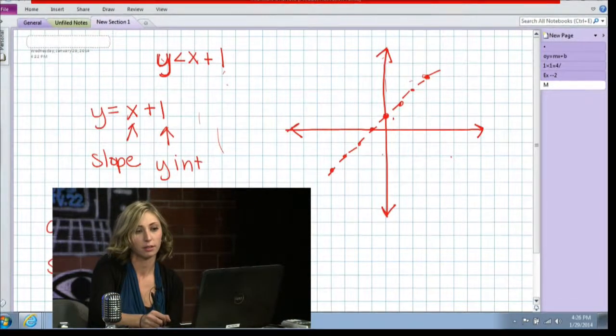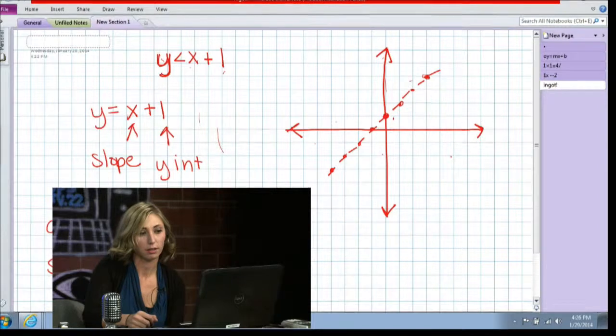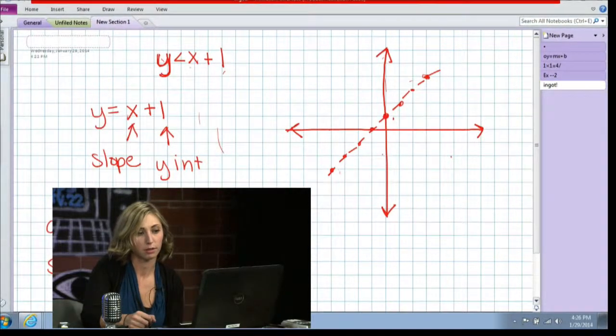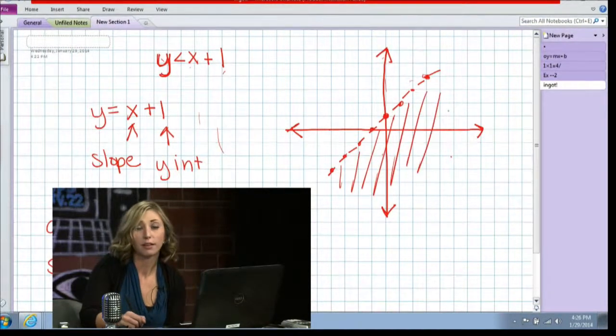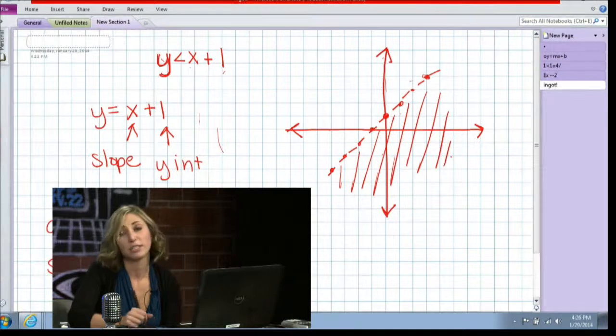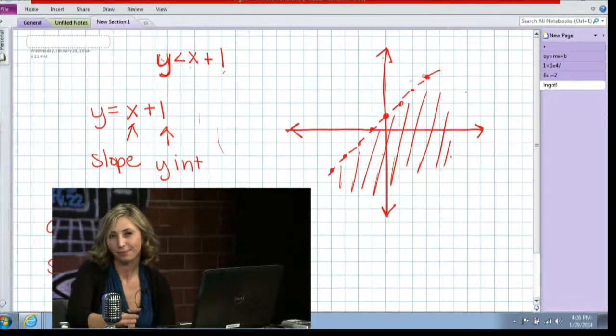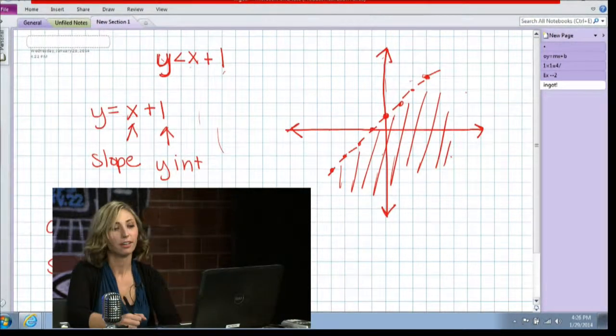Well, if it's less than, then it's probably like in the negative, like below. Mm-hmm. You got it. Exactly. We want our y value to be smaller. Nice. Very, very good. So if it said greater than, where would you shade? I would shade above. Wonderful.